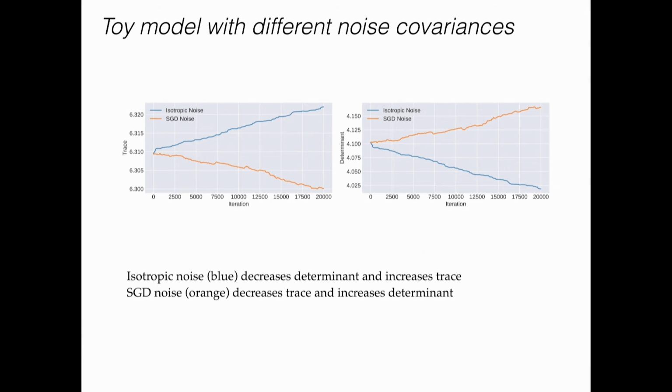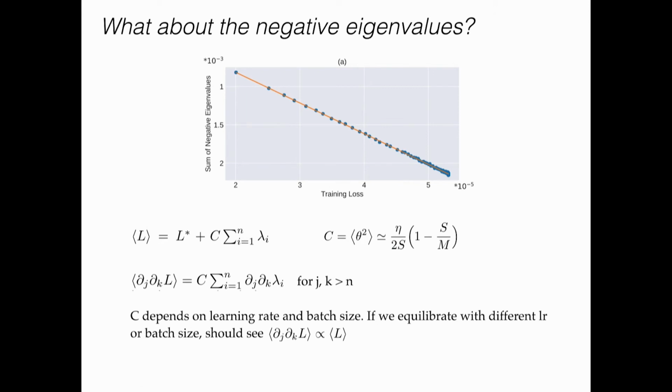Okay. So everything that I've told you so far relies on assuming that the loss has a bunch of zero directions and no negative directions, no negative eigenvalues of the Hessian. And back in the beginning, I told you that there were negative eigenvalues that people observe. So what's going on there?